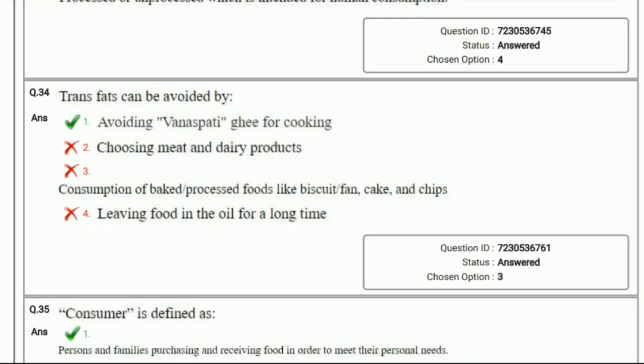Next question, trans fats can be avoided by. So we know that vanaspati ghee is a trans fat which is being made from the vegetable oil by the process of hydrogenation. So if we avoid vanaspati ghee, we can avoid the trans fats. So the answer is option 1.